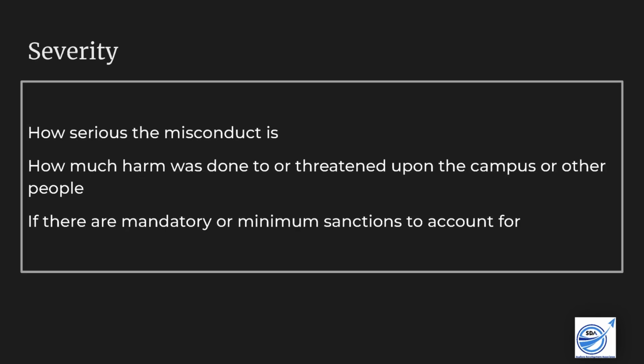Domain 1 is severity. Severity is how serious the misconduct is, how much harm was done or threatened upon the campus or other people, and if there are any mandatory or minimum sanctions to account for. Severity is essentially the amount of harm to people, places, or things that we are worried about.